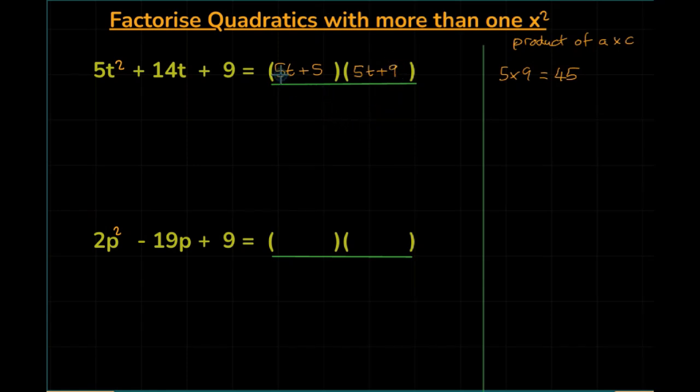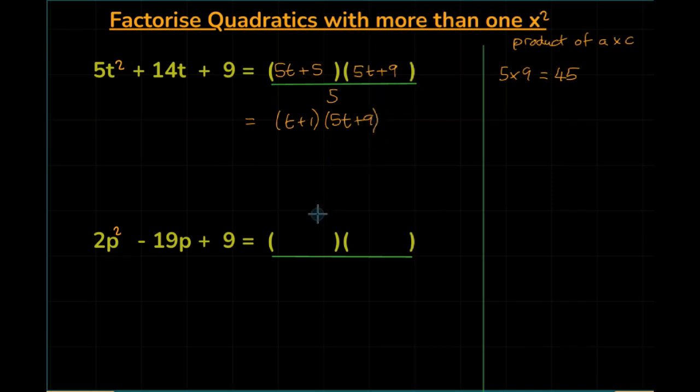Of course, if I multiply 5t by 5t, I get 25t squared. I only want 5t squared, so I need to divide by 5. Well, I need to divide that 5 into one or both of the brackets. When I say both, you might have to split this number up, but I can happily divide it only into the first bracket this time. So I can divide that first bracket by 5 and I get t plus 1 times 5t plus 9.